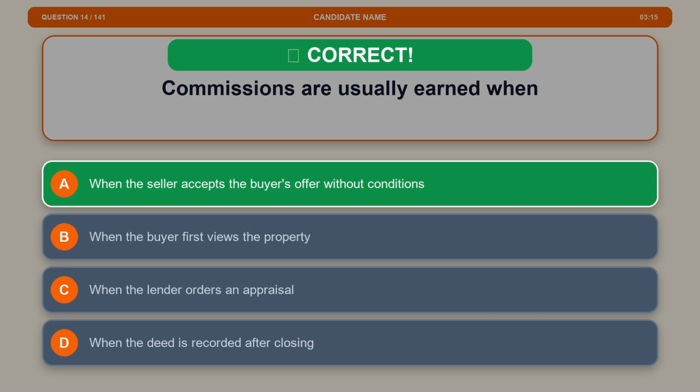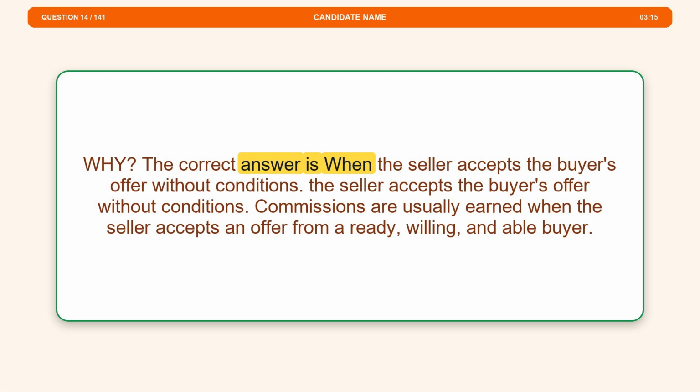The correct answer is option A. The correct answer is when the seller accepts the buyer's offer without conditions. Commissions are usually earned when the seller accepts an offer from a ready, willing, and able buyer.